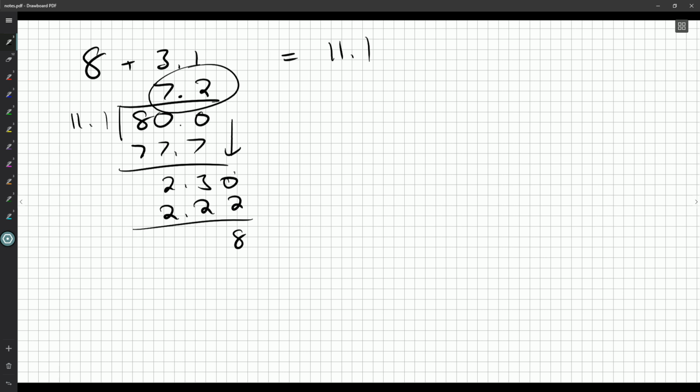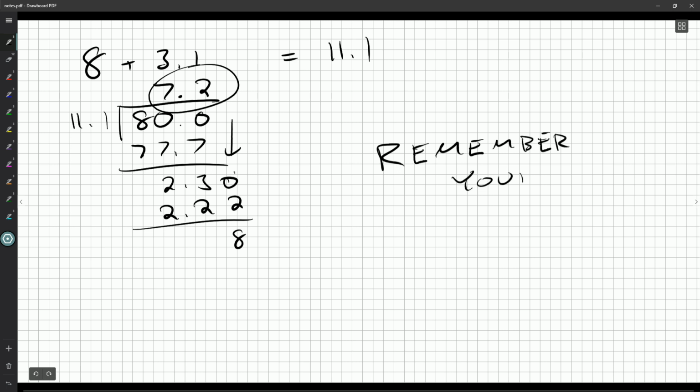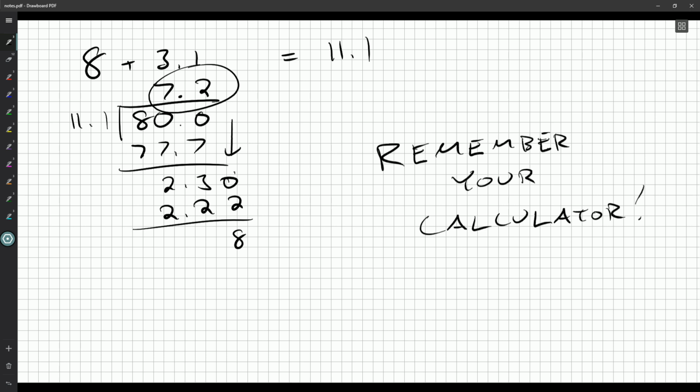But this took a little while. We did have to do long division by hand, so it's always a good idea to remember your calculator. Okay, and that's your after-school special for the day. Remember your calculator. It can certainly save your bacon.